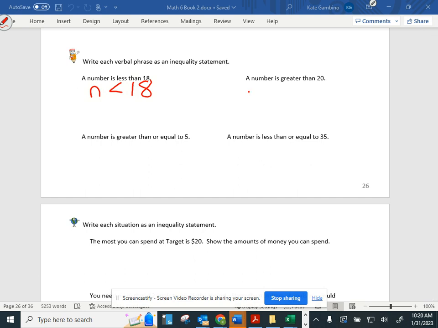A number greater than 20. A number is greater than or equal to 5. He's using the simple ways. A number less than or equal to 35.